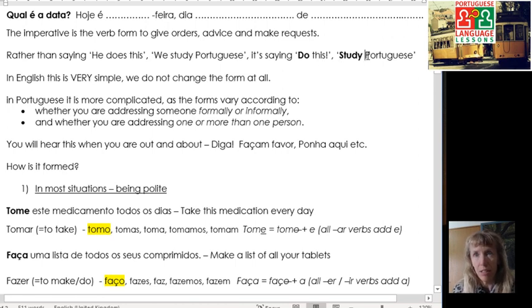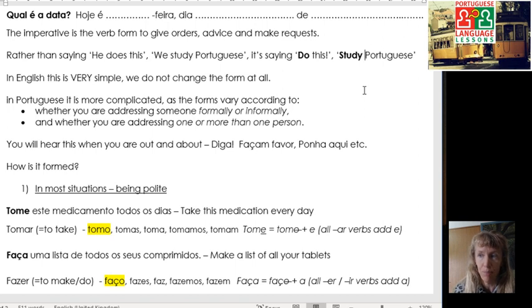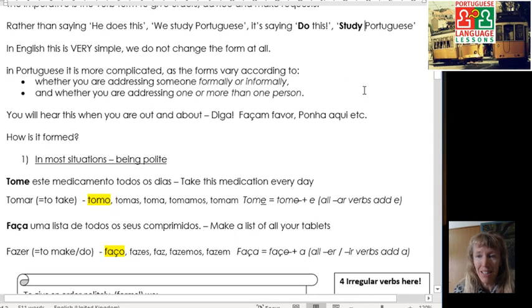Okay, so because in English it's so very simple, we don't change the verb at all. We really need to think a little bit, if we're coming from English, about what we're doing when we're using the imperative. Okay, now Portuguese is more complicated than English because here we're dealing with a verb, so we've got to take into account whether we're addressing someone formally or informally, and whether we're addressing one or more than one person. Okay, in Portuguese all of our verbs change to take into account exactly who we're talking to, who we're considering. So you hear this a lot when you're out and about.